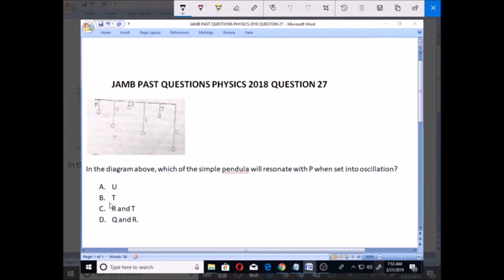But before I arrived at this answer, it is pertinent that we know what resonance is whenever you're talking about simple pendulum. What is resonance when you're talking about simple pendulum?